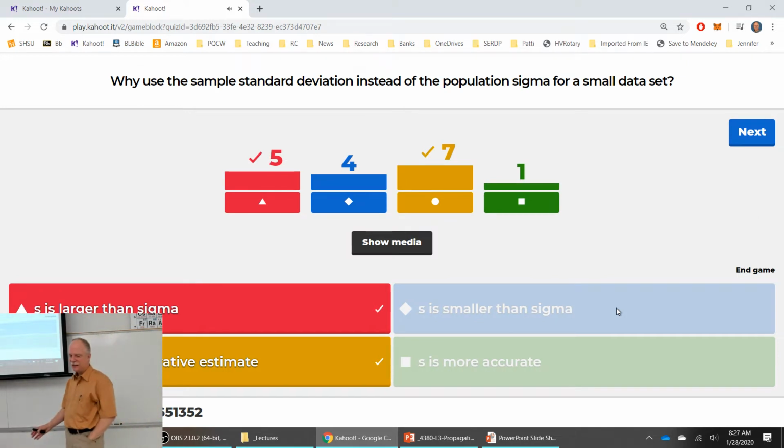So a couple of answers here. S is larger than sigma, which also means it's a more conservative estimate. And so when we use conservative in this context, it means we're being safe, okay? It doesn't mean that we're political, okay?